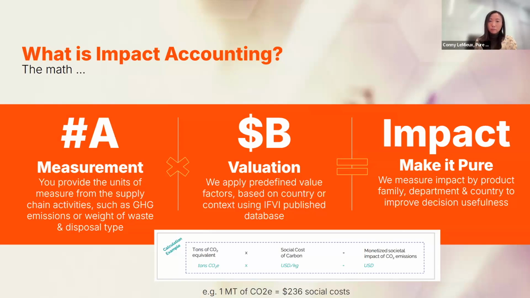So you take that, and then you get that impact. So we measure that impact by product, department, and country to help improve our decision usefulness. So in the bottom, I said, 1 metric ton is 236 social cost per metric ton. That's based on the latest update of that database. And so I just use it. I don't create these myself.